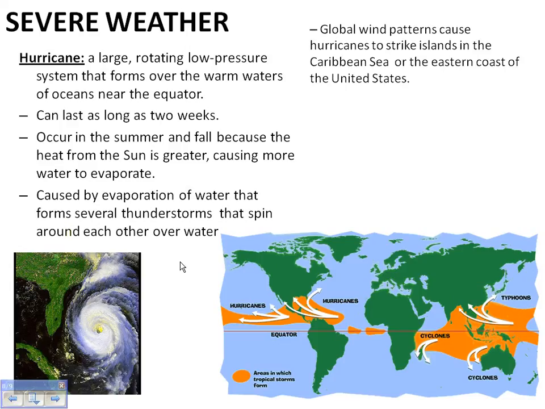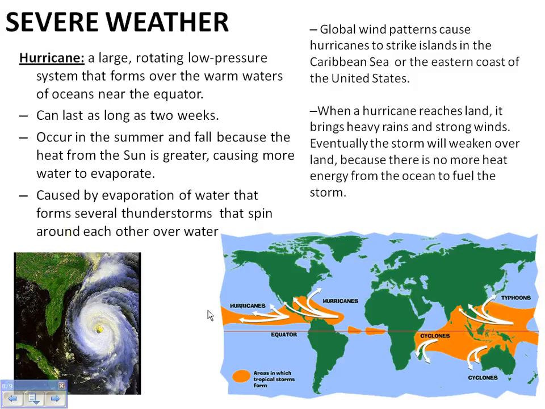Global wind patterns cause hurricanes to strike islands in the Caribbean Sea and the eastern coast of the United States. As you can see in our picture below, those global winds are causing our hurricanes to move from the east to the west. When a hurricane reaches land, it brings heavy rains and strong winds. Eventually, the storm will weaken over land because there's no more heat energy from the ocean to fuel the storm.